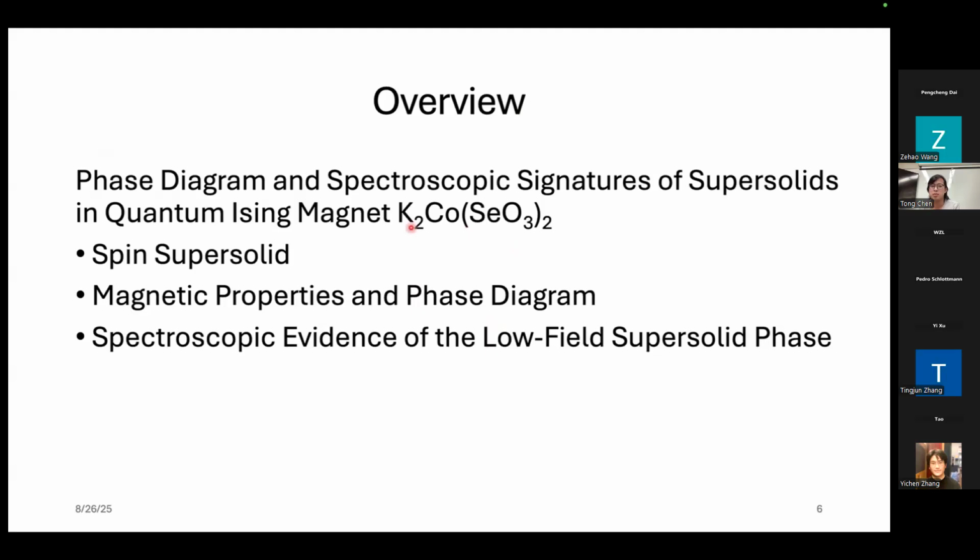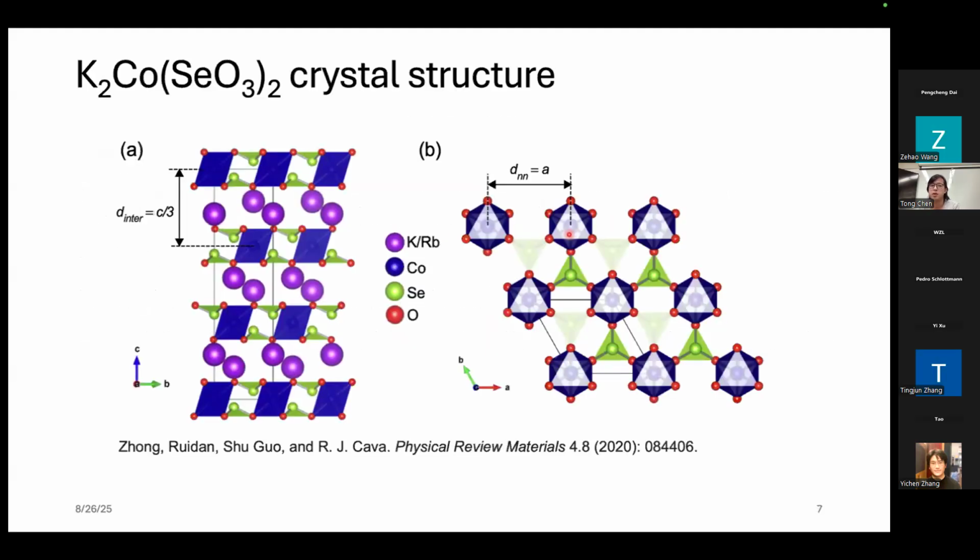Next, our focus is on the specific material, K2Co. This is the crystal structure of K2Co, and the single crystal was first grown by the Cava group at Princeton University. I believe the compound actually existed in a database for a while, but it was reintroduced by Bob Cava's group to the community as a quantum magnet. This system consists of a triangular lattice plane formed by cobalt 2+, which has 3 unpaired electrons. So in principle, it can be in the low-spin state, spin half, or the high-spin state, spin 3/2.